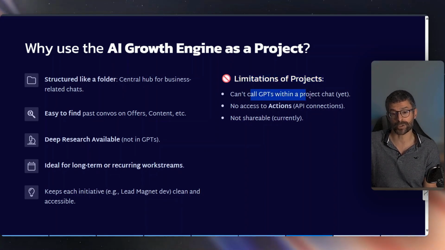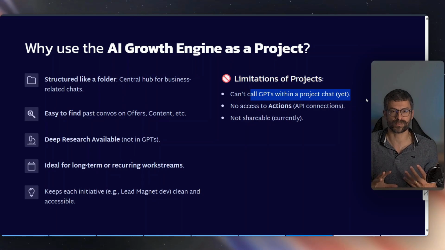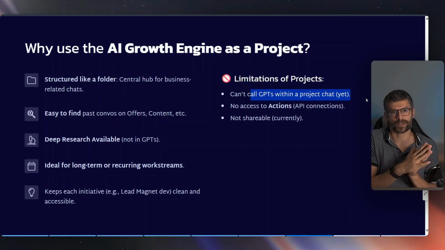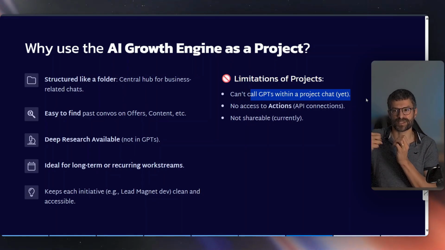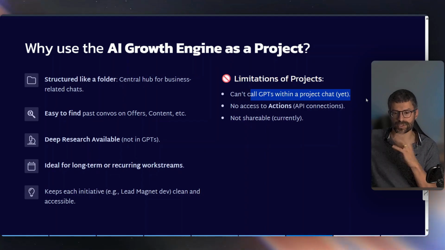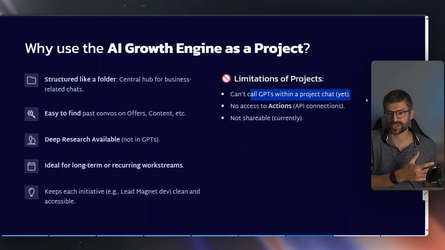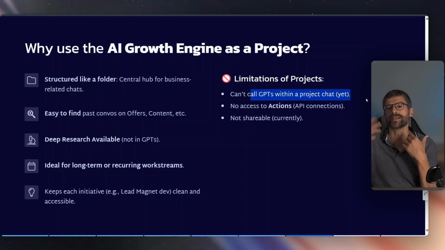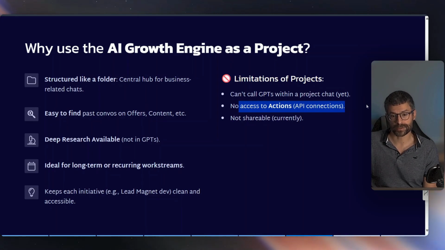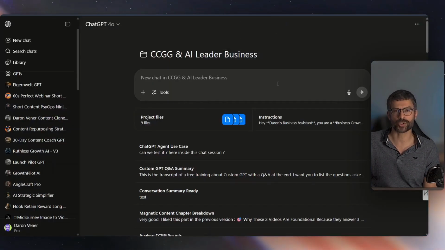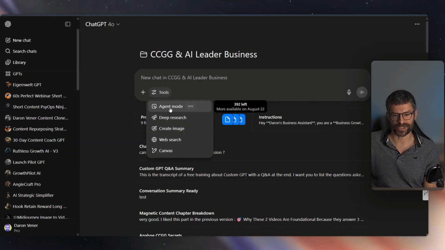Limitation of projects: you cannot call GPTs within a project chat. So you cannot work with a team of custom GPTs inside a project chat, for the moment at least. And that's a big limitation. So each time I want to work on a specific workflow that involves several custom GPTs working as a team all along the workflow, I won't use my AI growth engine as a project. I will use the AI growth engine as a custom GPT. You have no access to actions, no API connections so far, but when OpenAI rolls out connectors, you will have access to tools here using agent mode.